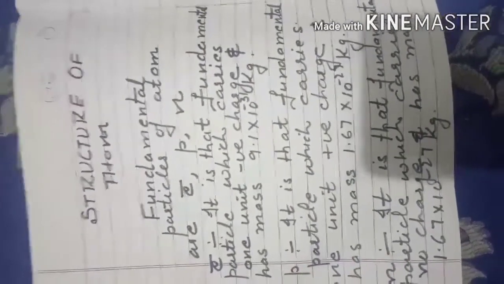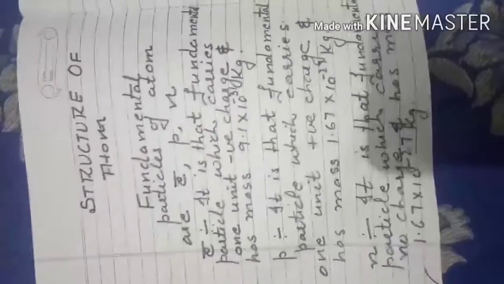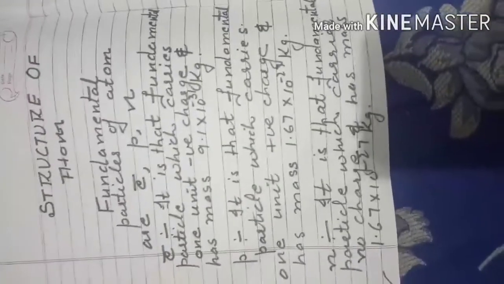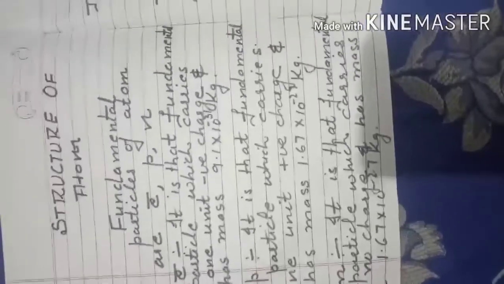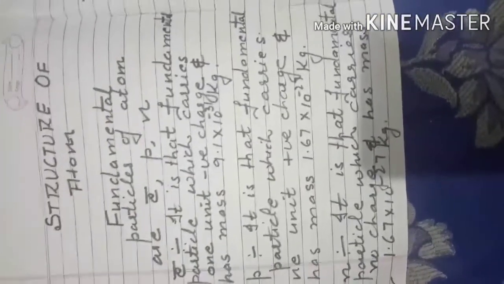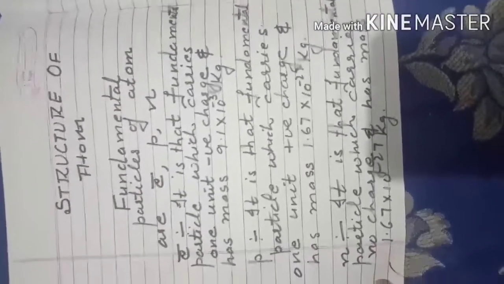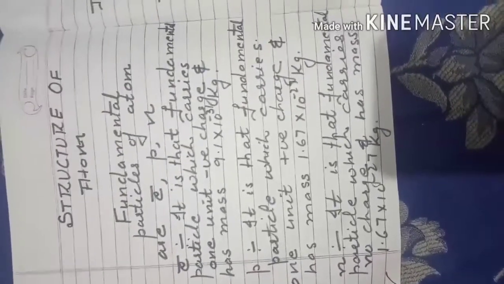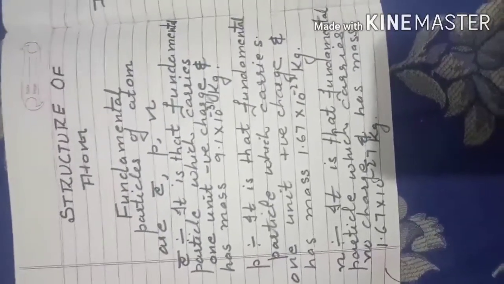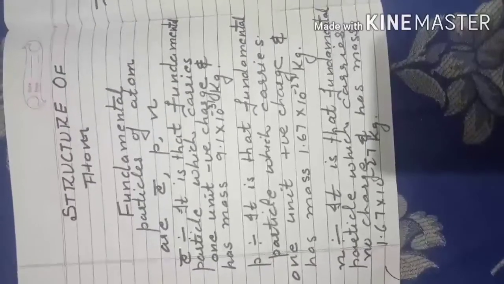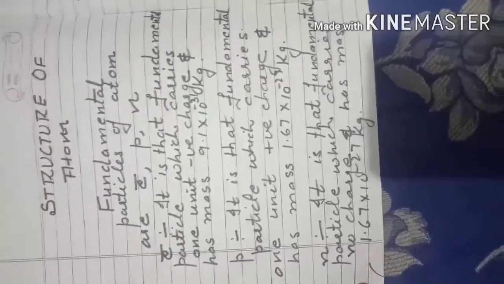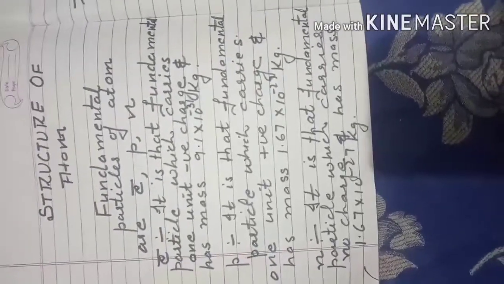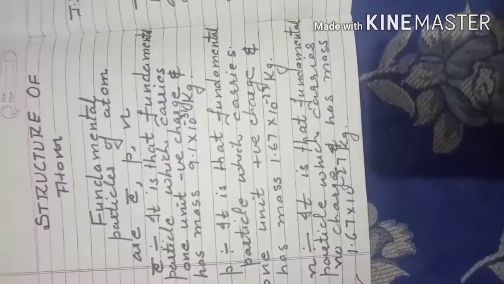Electrons are that type of fundamental particles which carry 1 unit negative charge and has mass 9.1 into 10 raised to power minus 31 kg. Similarly, proton, it is that fundamental particle which carries 1 unit positive charge and has mass 1.67 into 10 raised to power minus 27 kg.